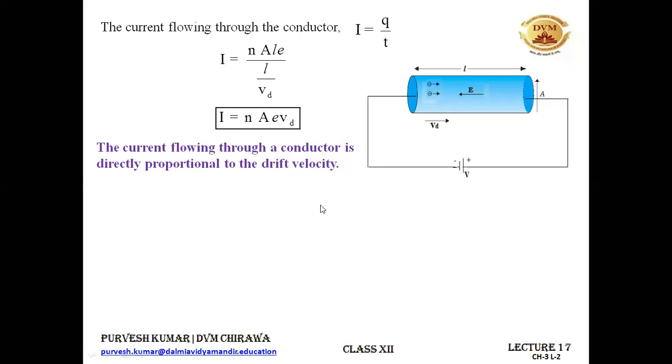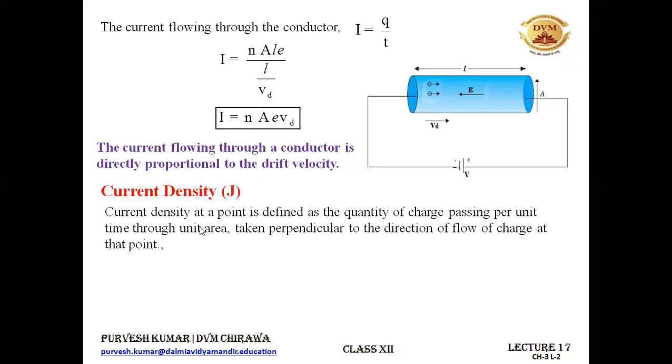Now let's study a new quantity known as current density. Current density is denoted by J. Current density at a point is defined as the quantity of charge passing per unit time through unit area. It means it is the current flowing per unit area. Charge per unit time is the current, and that is through unit area. That is, you have to write I by A.